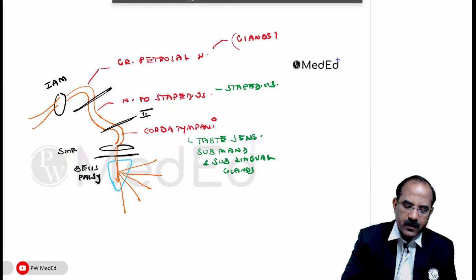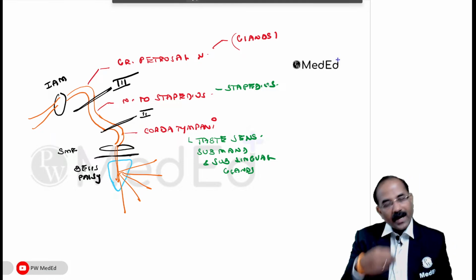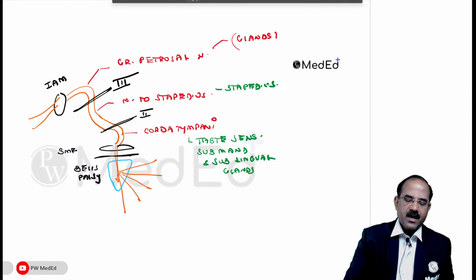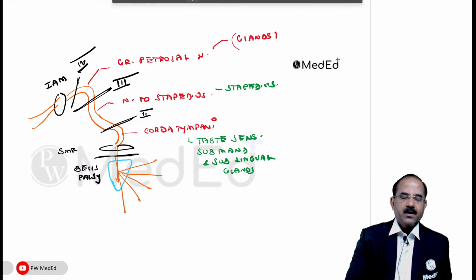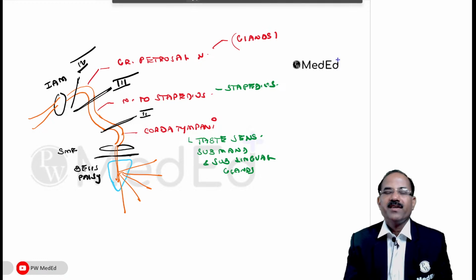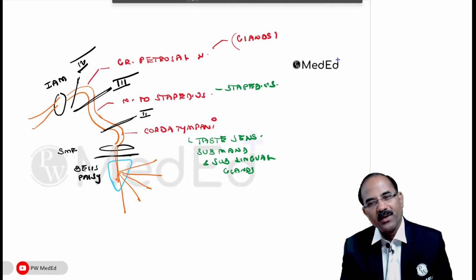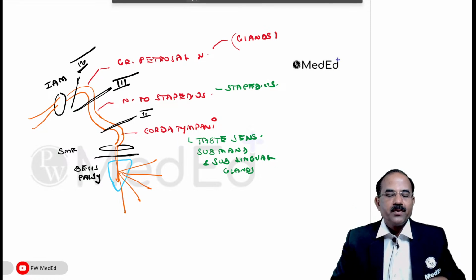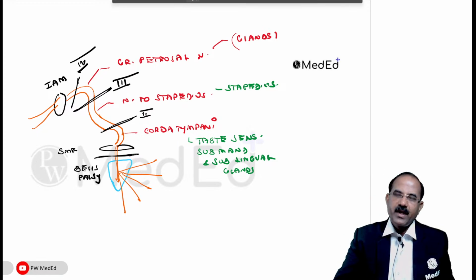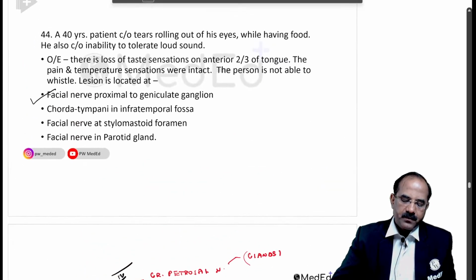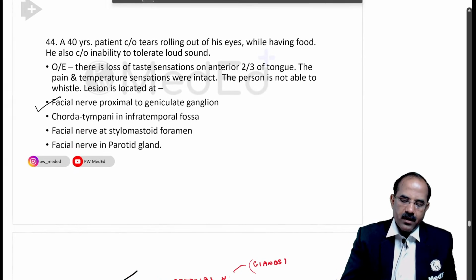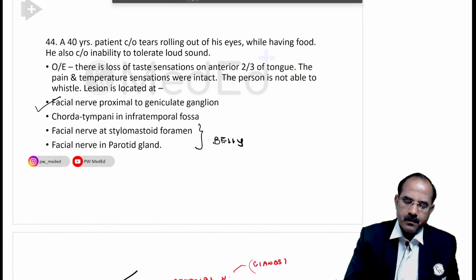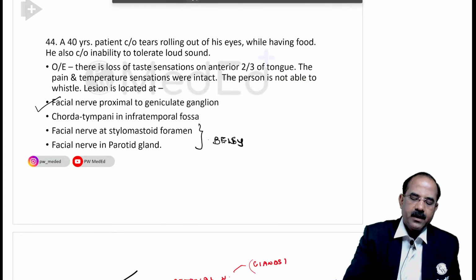If the lesion is here, in addition to all this, the person will have hyperacusis. And last, if the lesion is here, there will be a loss of secretions from all the glands except parotid. Understood this? So this is the easiest way to understand the facial nerve. Clear to all of you? Facial nerve in the stylomastoid, in the parotid. What is this palsy? Bell's palsy.